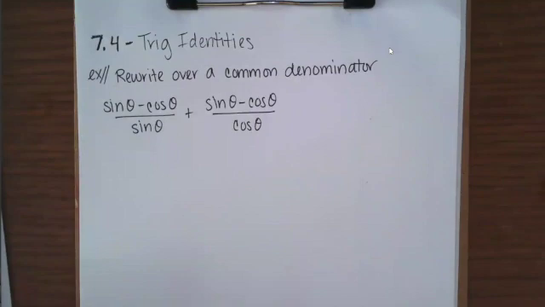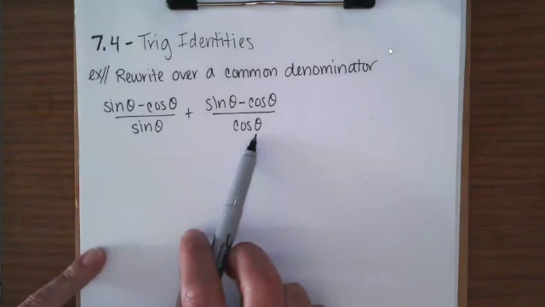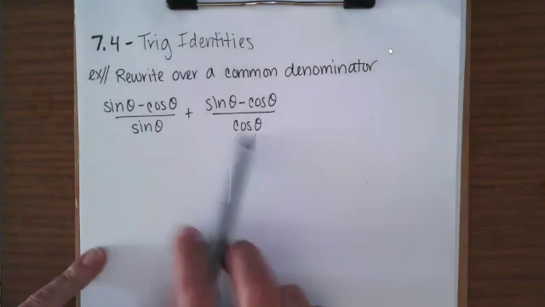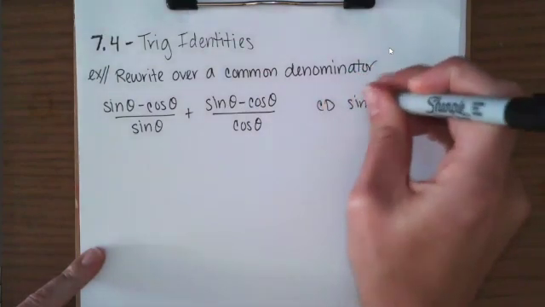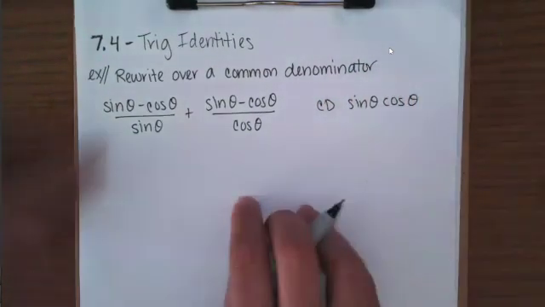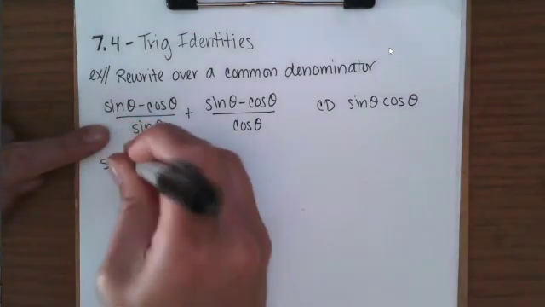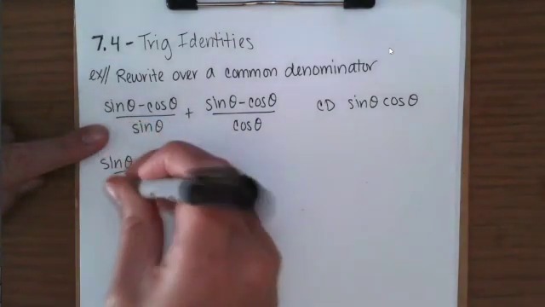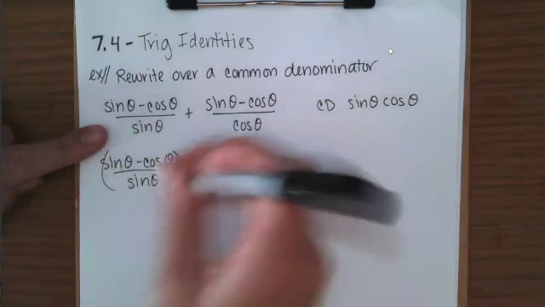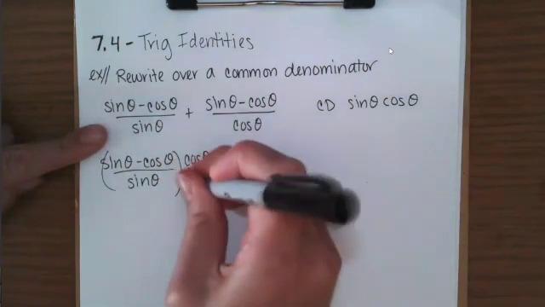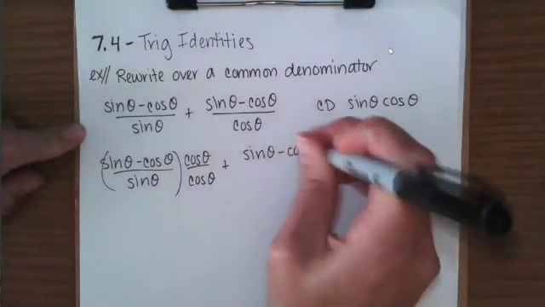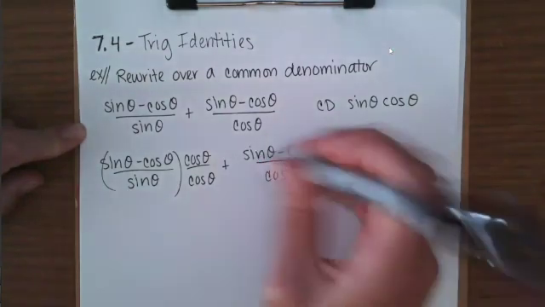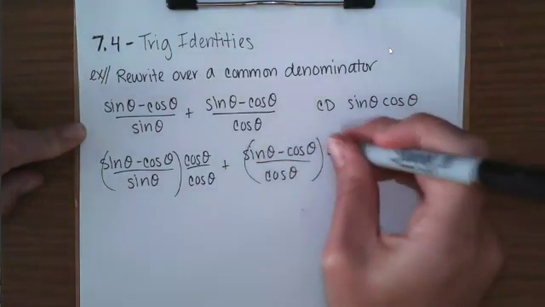So first problem here, we're asked to rewrite over a common denominator. So we have these two fractions. Our common denominator here is going to be sine of theta times cosine of theta. So my first fraction, I need to multiply by cosine of theta over cosine of theta. And my second fraction, I need to multiply by sine of theta over sine of theta.